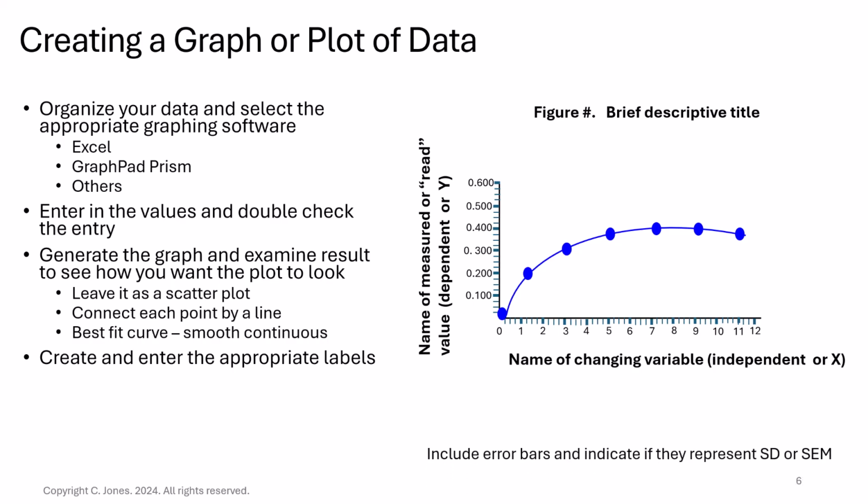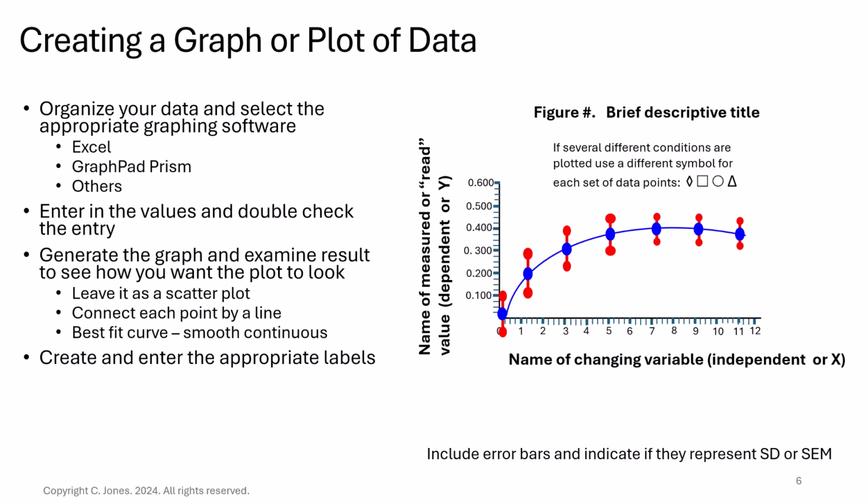If we have done replicates, even if we've just done duplicates, measured each value twice, or if we've done triplicates, measured it 3 times, we would like to be able to plot either the standard deviation, that is the plus or minus, or the standard error of the mean. And so these are shown as error bars, and this kind of shows the range, the plus or minus, for each data point.